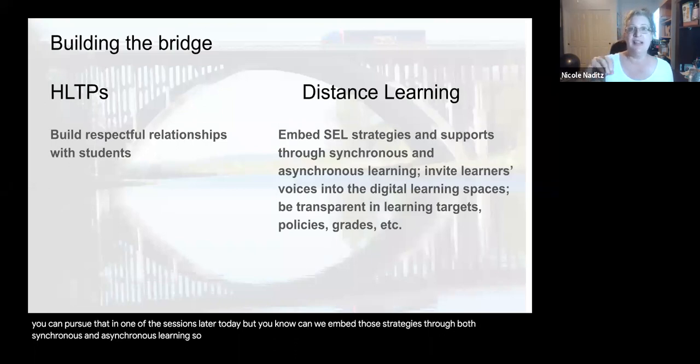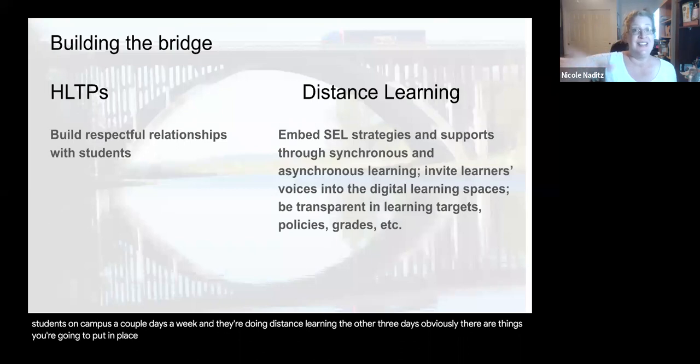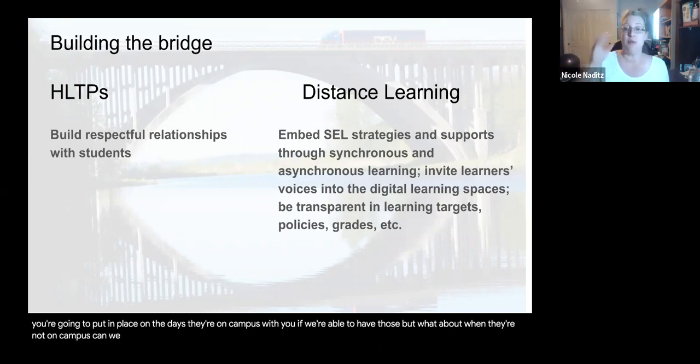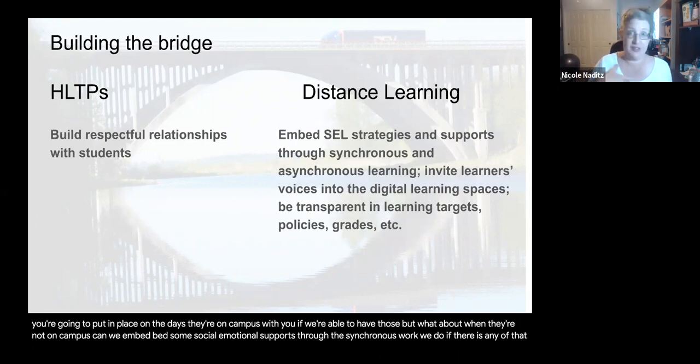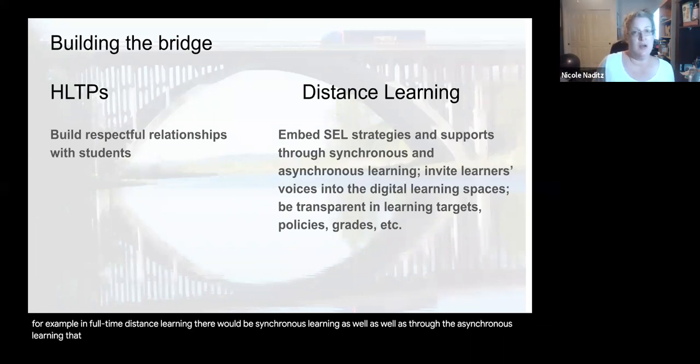So let's say we go back with some kind of blended model where you have students on campus a couple days a week and they're doing distance learning the other 3 days. Obviously, there are things you're going to put in place on the days they're on campus with you if we're able to have those. But what about when they're not on campus? Can we embed some social emotional supports through the synchronous work we do if there is any of that? For example, in full-time distance learning, there would be synchronous learning as well as the asynchronous learning that they do on their own anytime, whenever they have access to their devices.